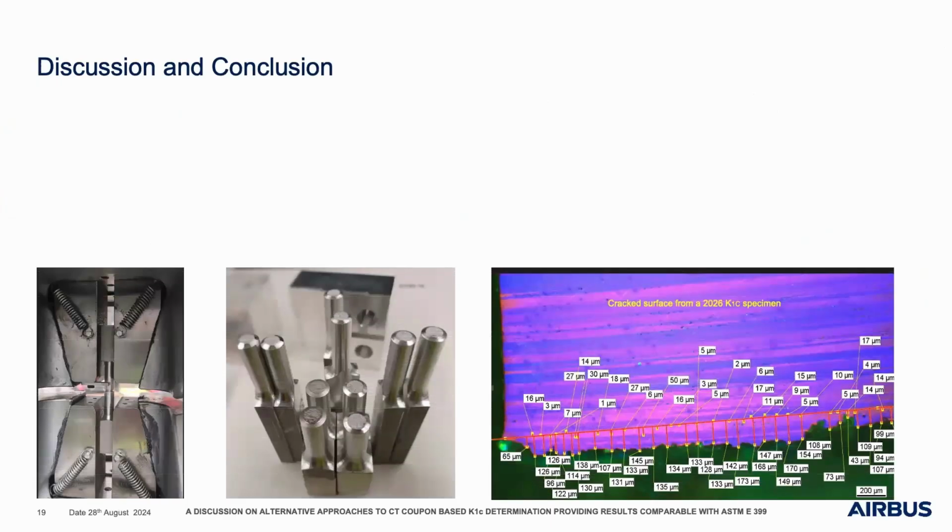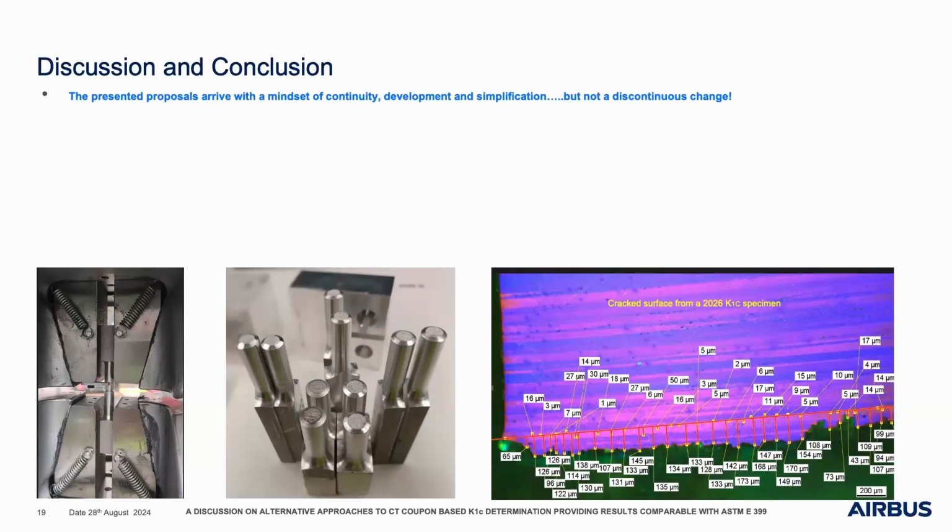To conclude, a little bit of discussion. This is, by the way, a 2026 CT cracked surface. This is what it looks like. This is from a very thin specimen, a 12.7 millimeter specimen. This is a quick view of some of our round specimens.